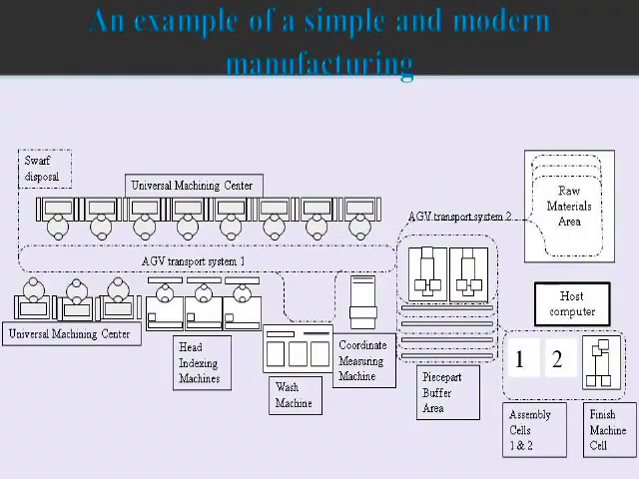This is another FMS where you have universal machining centers and an AGV transportation system. AGVs are used to transport the material from the raw material area. And you have the host controller. You also have assembly cells. Not only manufacturing of the parts, but also assembling of the parts is done here. So, like this, there are several FMS installations in the world.